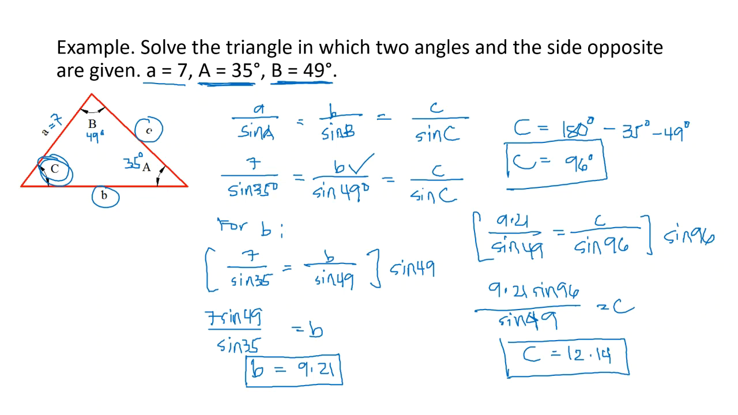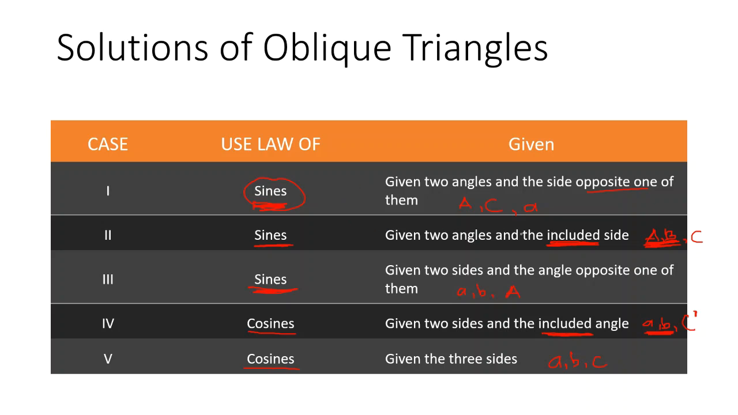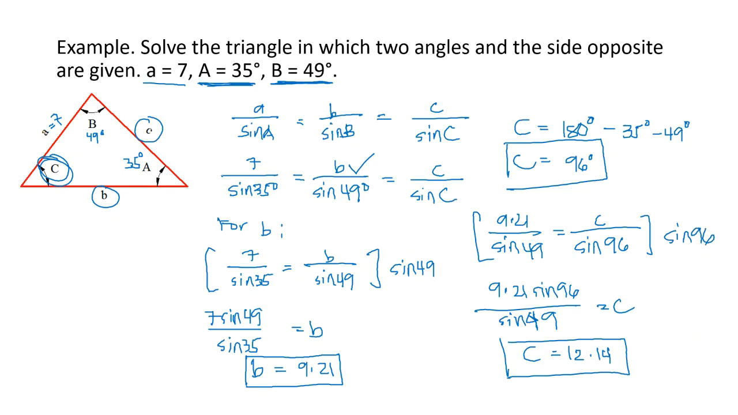Basically, just use the sine law that we have. Okay, next one. Solve the triangle ABC if C is equivalent to 25, A is 35, and B is 68 degrees. As you can see, we are given two angles and an included side. So that is case 2. So we have to use the sine law.